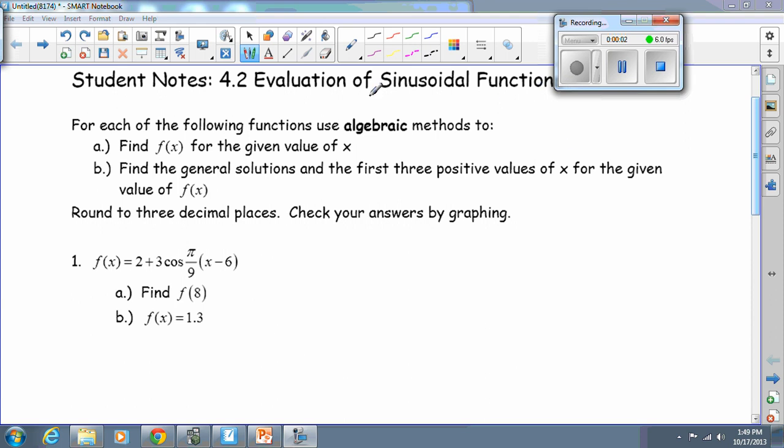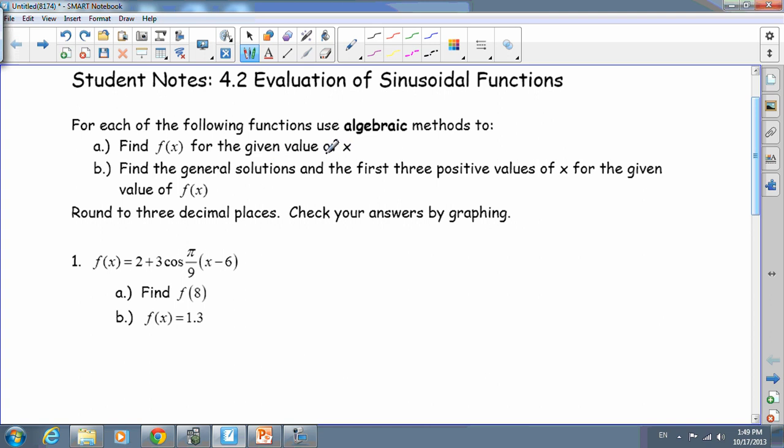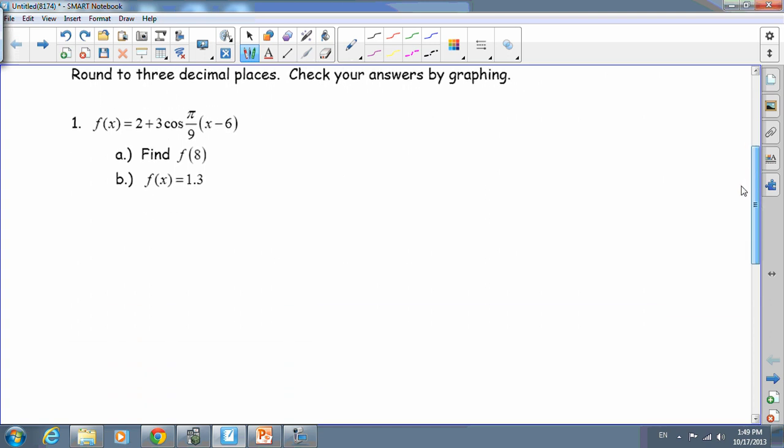Hey guys, what we do on our 4.2 notes will be to find f of x for a given value of x. We will also find the general solution and the first three values for x. Now, let's look at the first one.